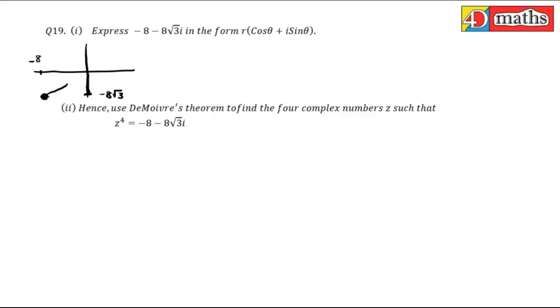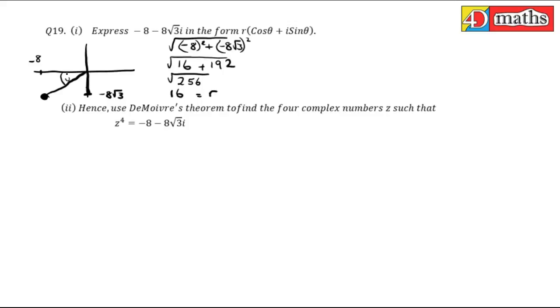So the first thing to do is find the modulus. Right. So to get the modulus is the square root of -8 squared plus -8 root 3 squared. Okay, squaring that out, you get 64 plus, squaring this out, you get 192. Adding them together, you get 256, and the square root of that is 16. So that's what r is.